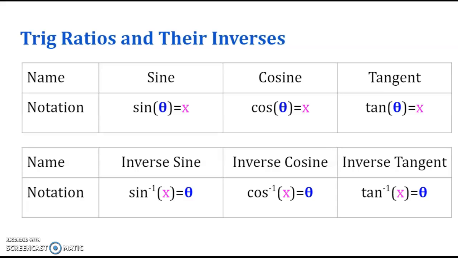And likewise for tangent. Tangent of theta is for when you know the angle measure and you know either the opposite or the adjacent, and you're trying to find the adjacent or opposite that you do not know. Whereas inverse tangent is what you would use when you know the ratio between the opposite and adjacent. That means you know the side lengths of both, but you're trying to figure out the angle measure.